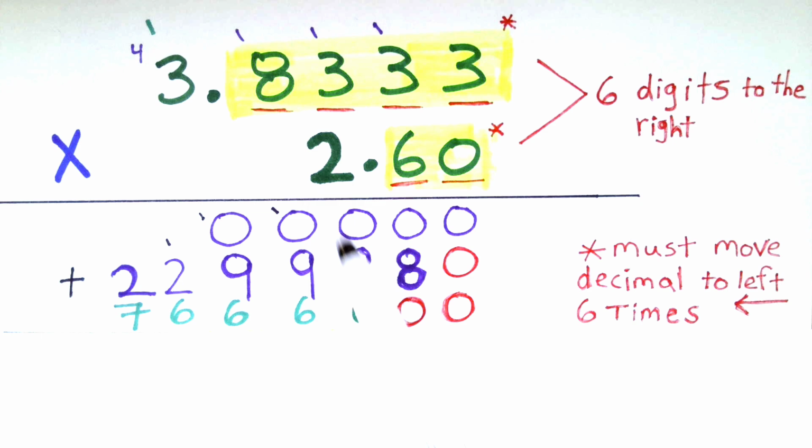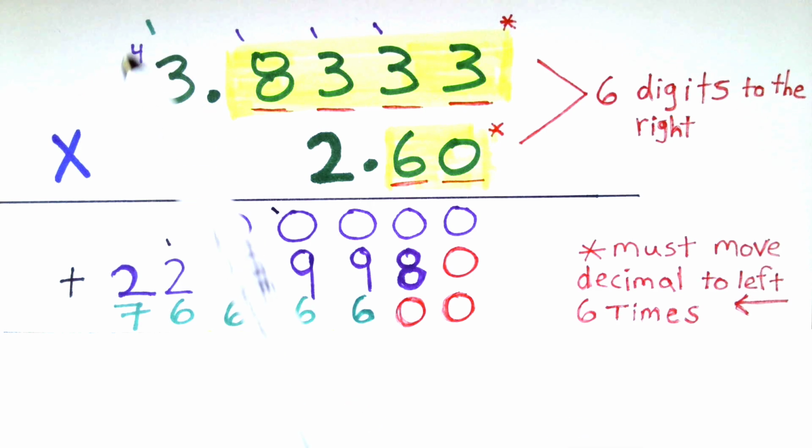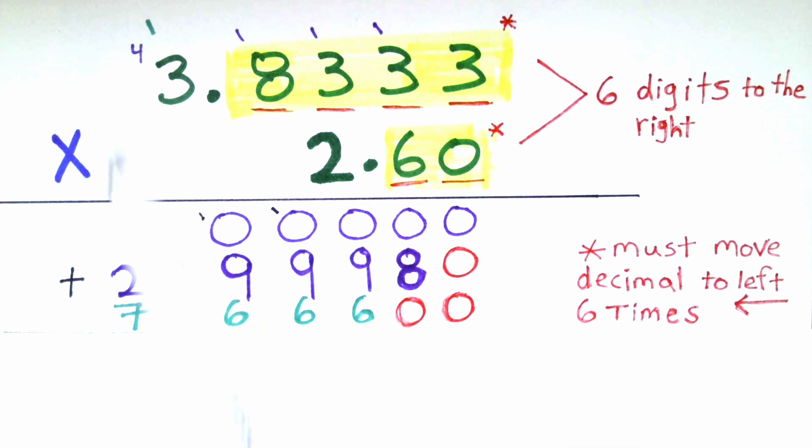Before I can multiply with the 2, again, I got to put 2 placeholders before I start. 2 times 3 is 6. 2 times 3 is 6. 2 times 3 is 6. 2 times 8 is 16, so I'll put the 6 here. I'll carry the 1. 2 times 3 is 6, plus 1 is 7. Now I have all my digits here.